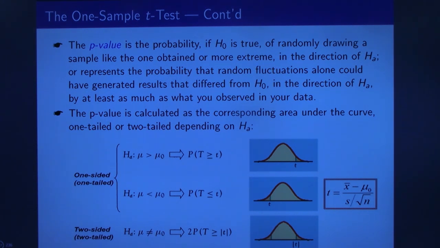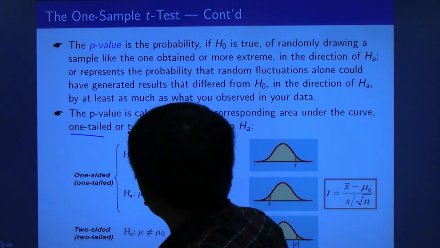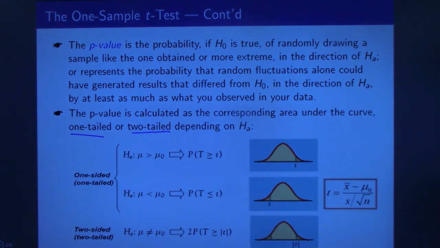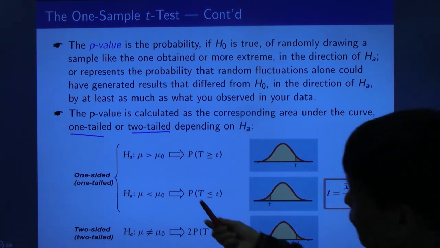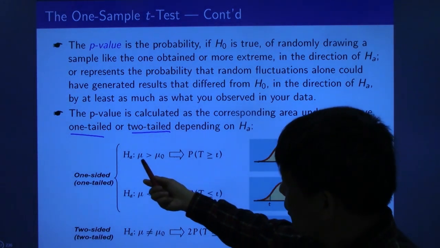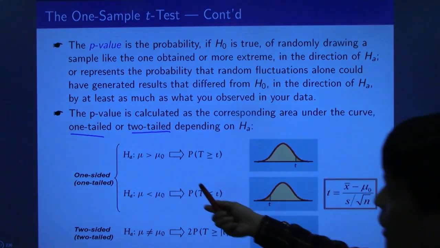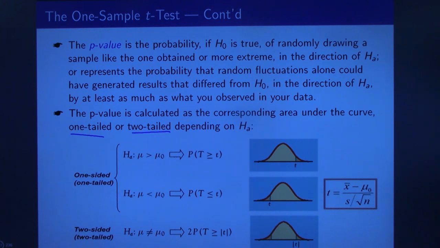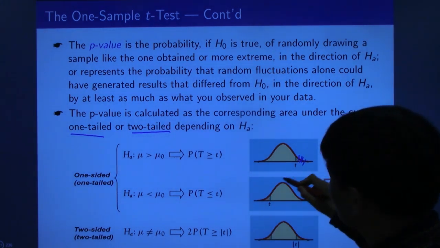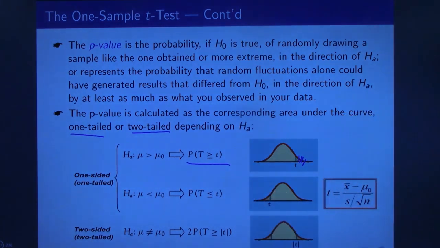So this is correct. The p-value is calculated as the corresponding area under the curve. We have one-tailed or two-tailed, one-sided or two-sided, depending on the HA. As in the z-test, for a one-sided test, mu greater than some specific value mu0, we are going to calculate the area for this one. So the probability of T greater than that small t.